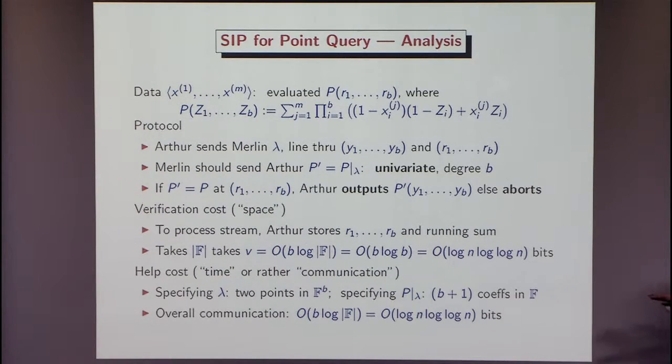Yeah, the communication. So if you look at the communication, what Arthur sends is 2 points in F to the B. So that's order B points in the field F. And what Merlin sends back is a degree B polynomial. So that's again B coefficients in F. And so overall it's B log F again. And so it's the same log n log log n. All right?